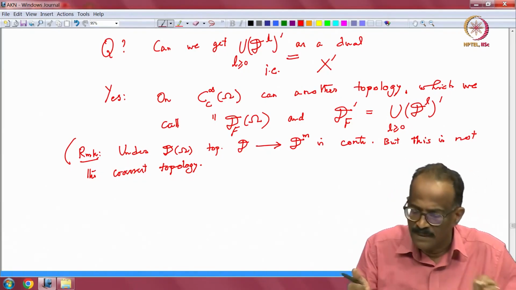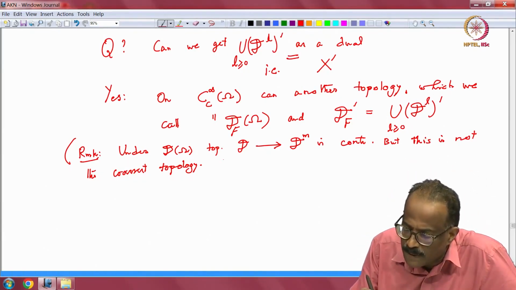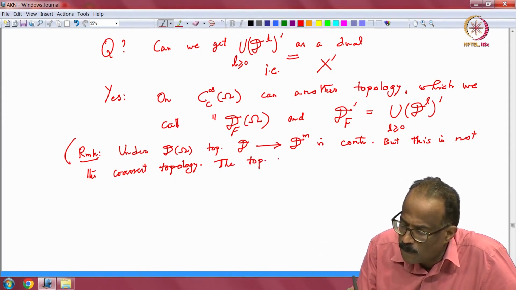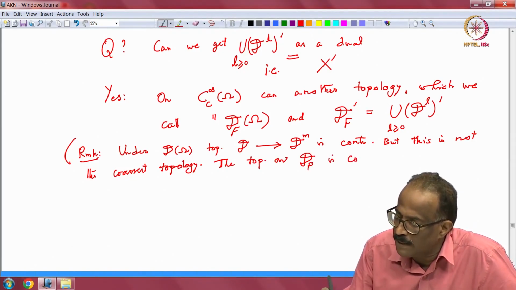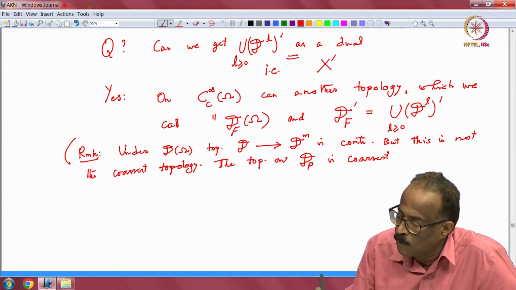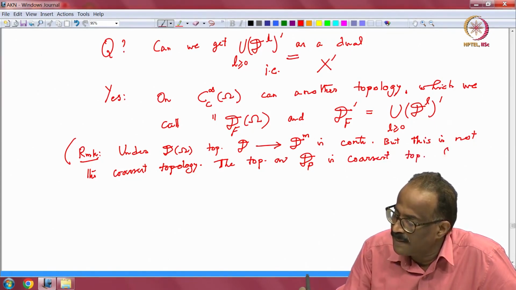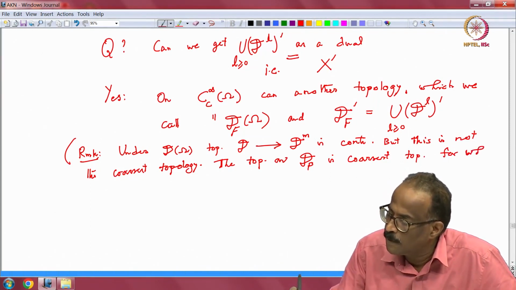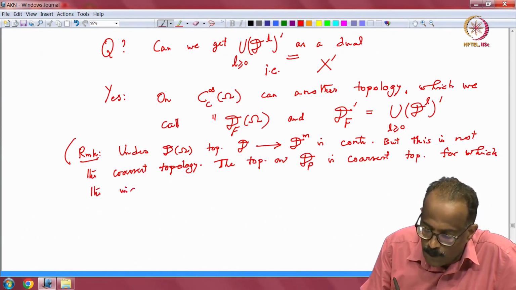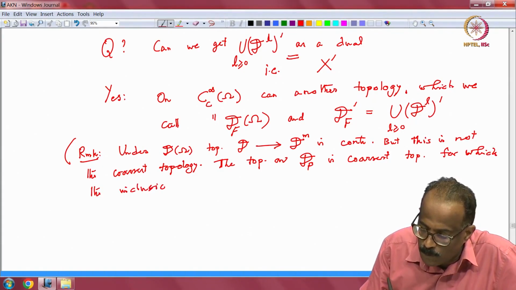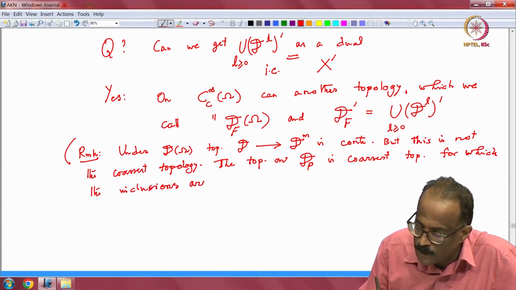So, that is what we define: the topology on D_F of omega is the coarsest topology for which the above inclusions are continuous.